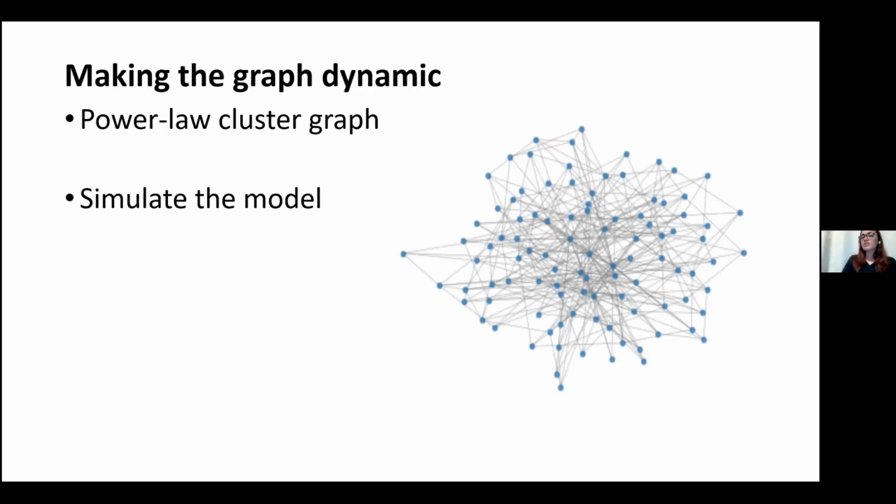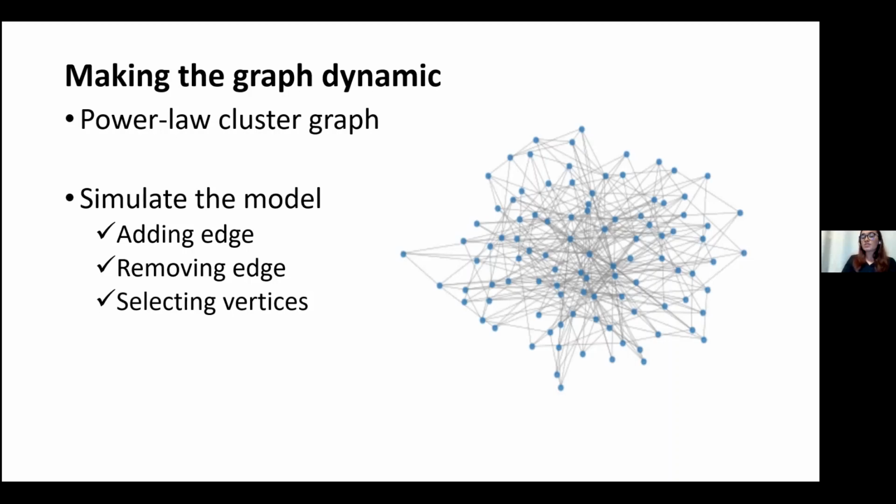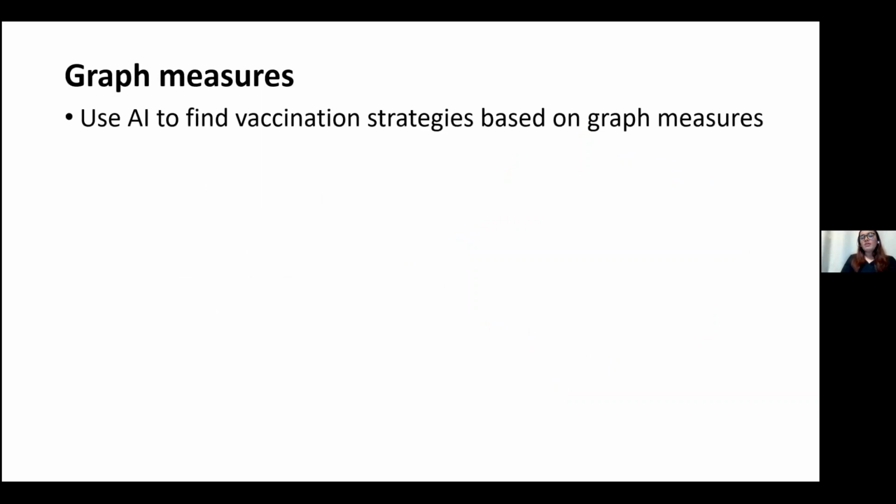And what we are doing is simulating the model by adding edges and removing edges, and we will also select which vertices can have these changes. Based on that representation of the graph, we are adapting some graph measures that we will use for finding effective vaccination strategies. We are using genetic programming here. We will calculate those graph measures and feed them to the model, and it will return a function with a Boolean value that will tell us simply whether we should vaccinate one individual or not.